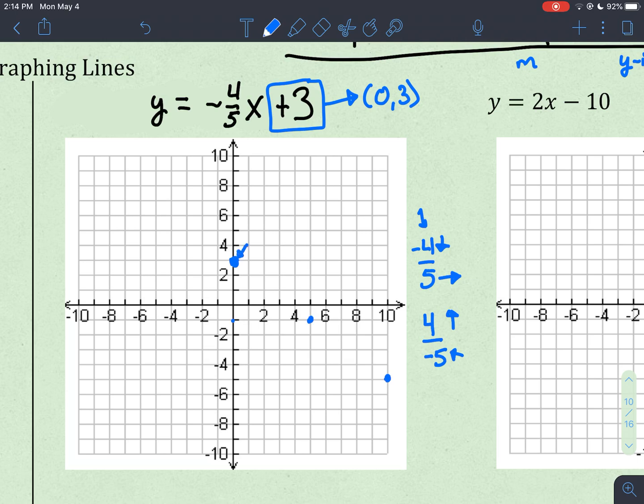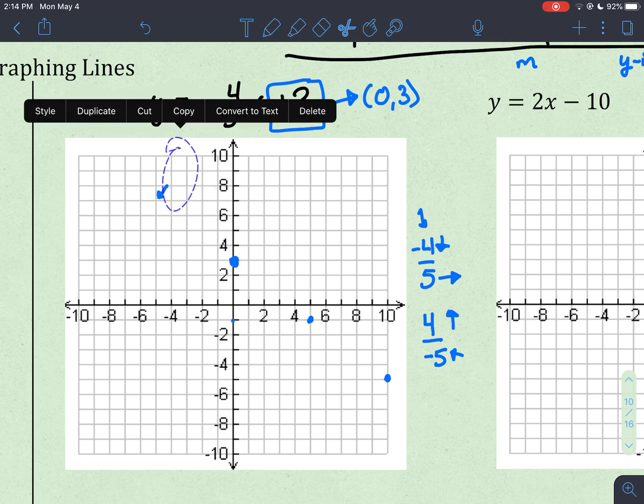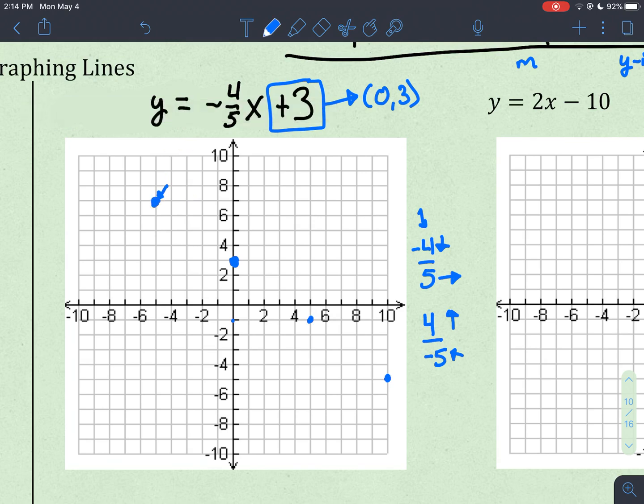So back from our starting point, we're going to go up 4. We're going to go 1, 2, 3, 4, and we're going to go left 5, 1, 2, 3, 4, 5, and we're going to land right here. And then do it again. What you'll see is that's going to take you off the charts. So it would be somewhere up here, but we're off the charts, and you see that these fall in a nice line here. So we've got enough to go from here. So there is your line.